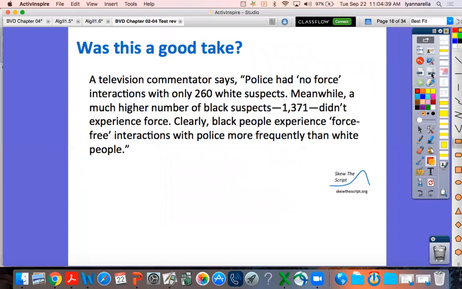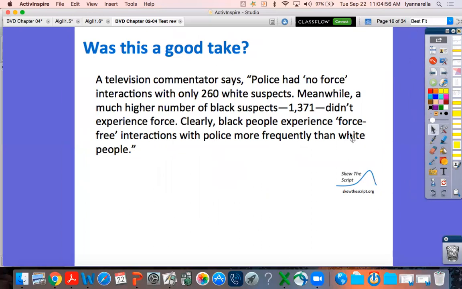So at this point, you're probably thinking, I wonder what she's going to come up with. I wonder what the data is going to show. Well, a television commentator said, hey, police had no force interactions with 260 white suspects, but they had no force with 1,371 black suspects. So that says to me that there's not a favorite among the races, because more people who are black didn't get force than white.